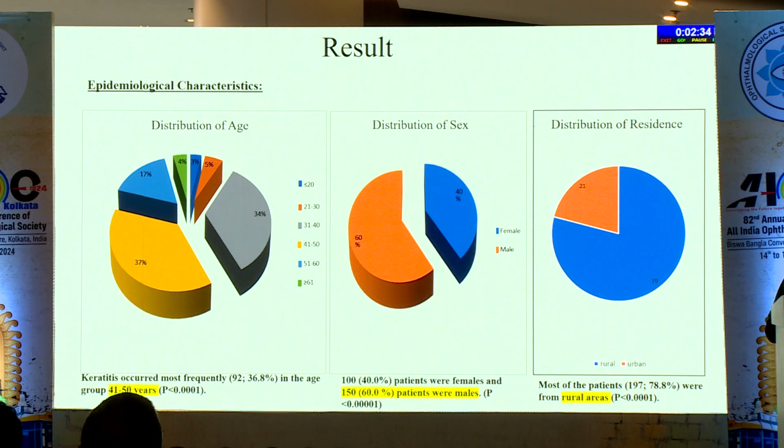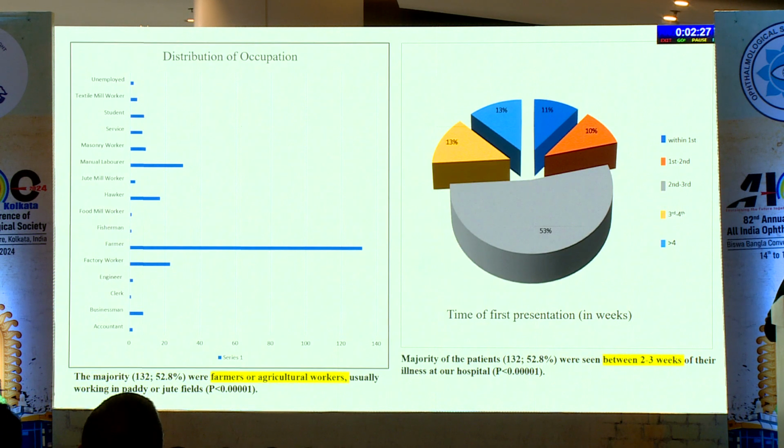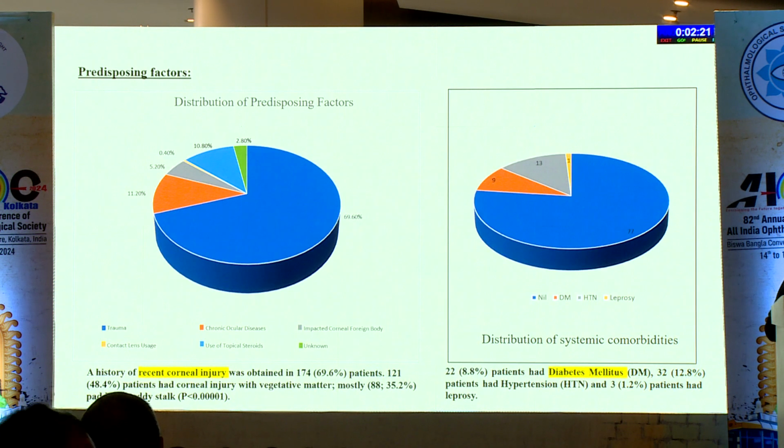Coming to the results, the epidemiological characteristics revealed the following. Keratitis most frequently was found in the age group of 41 to 50 years. Most patients were males and belonged to rural areas. Most of the patients were farmers or agricultural workers, and the majority of the patients presented late to our hospital, seen between 2 to 3 weeks of illness.